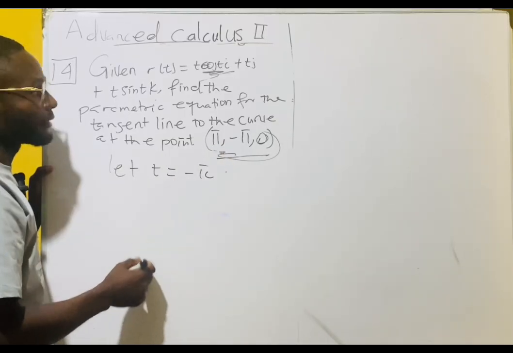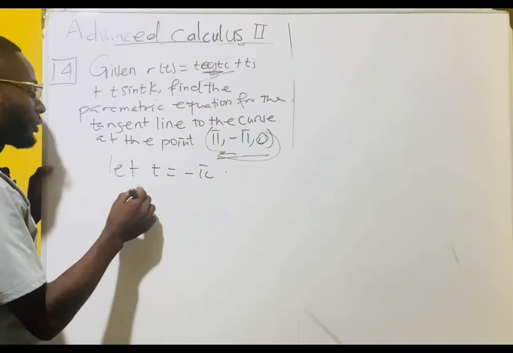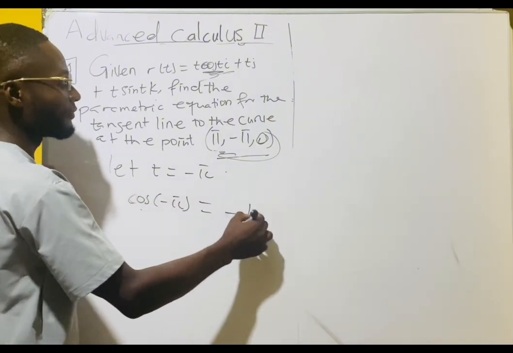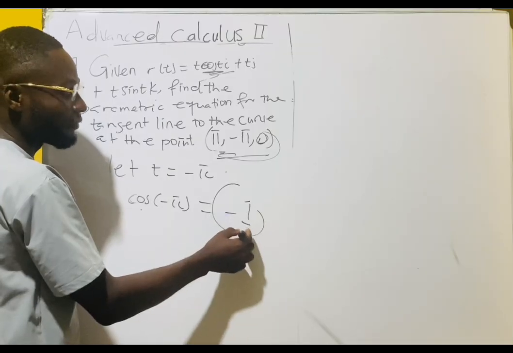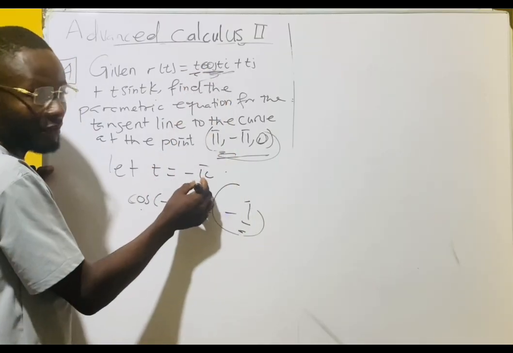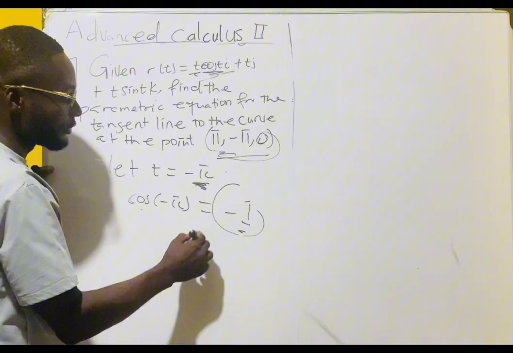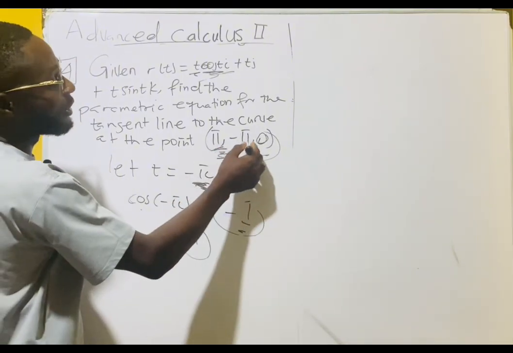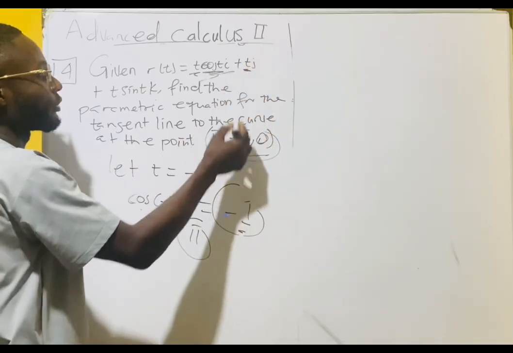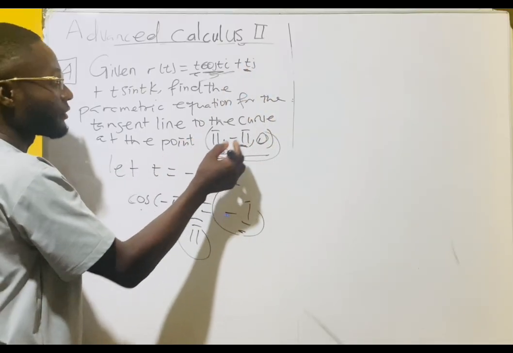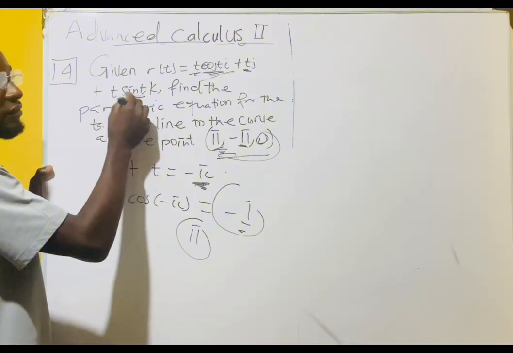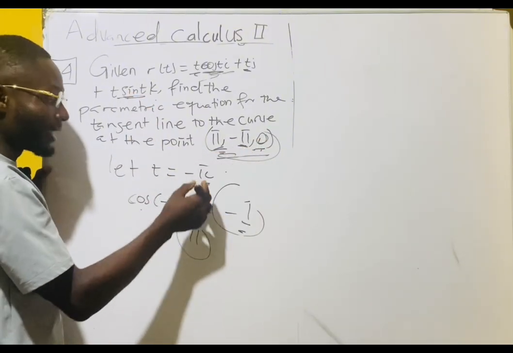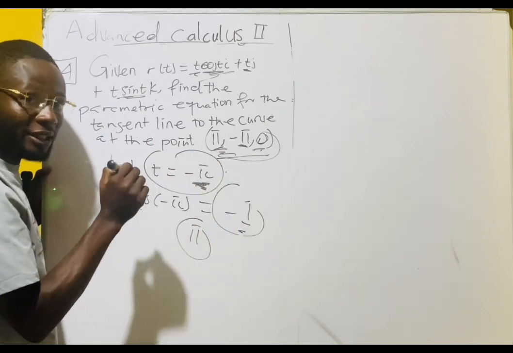So when you substitute negative pi into cos, you're going to have negative 1. And don't forget, negative 1 times negative pi is going to give pi, and that becomes the first component. When you substitute negative pi into this part, you're going to have negative pi. When you substitute negative pi into the sine, you're going to have 0. So that means that negative pi is the correct parametric value.